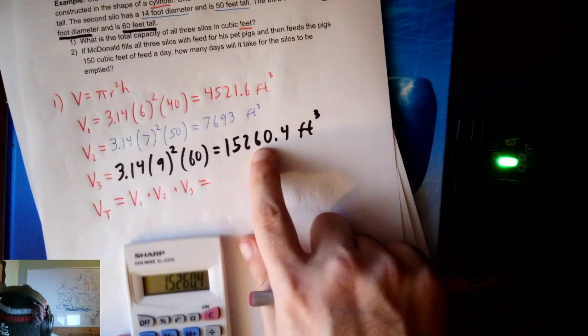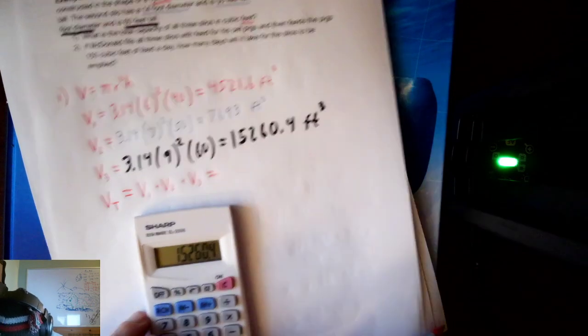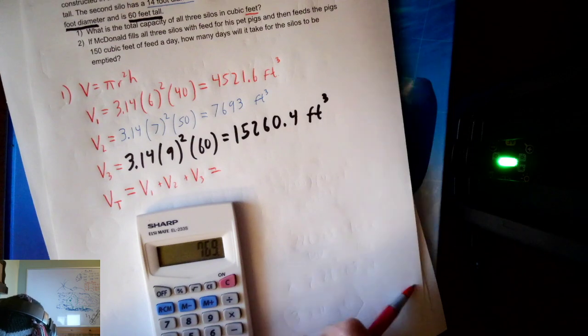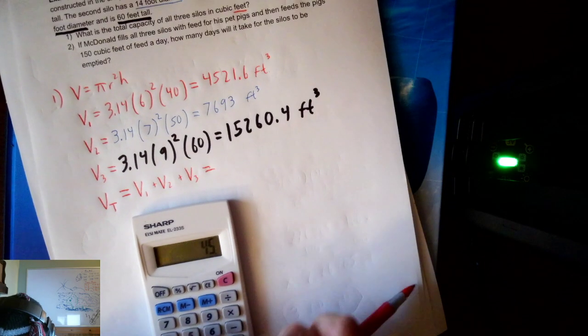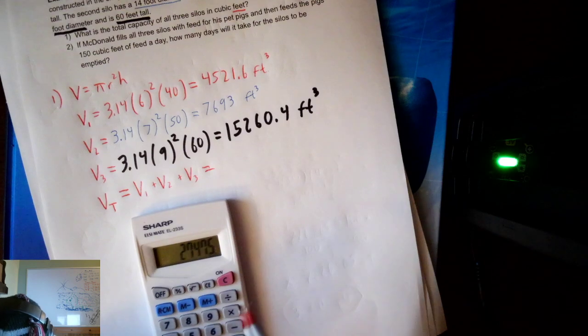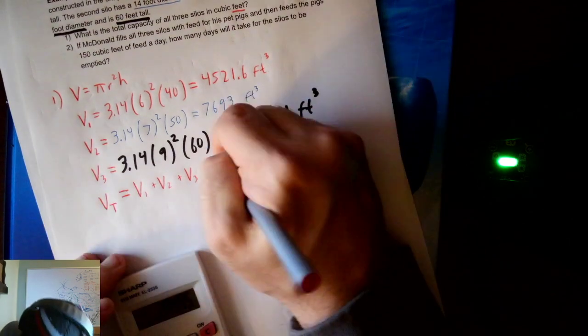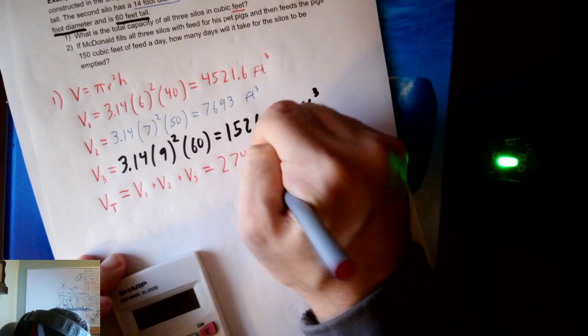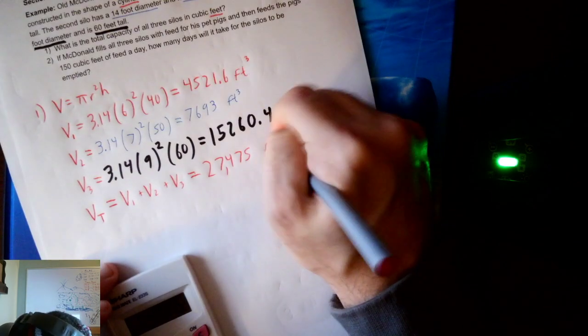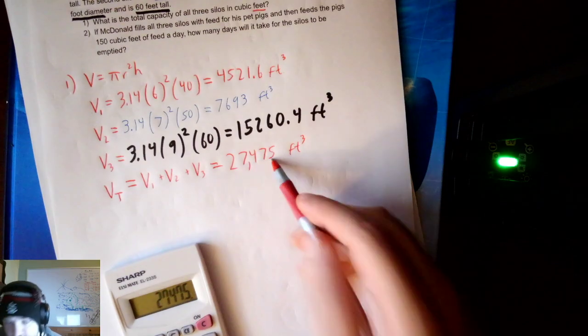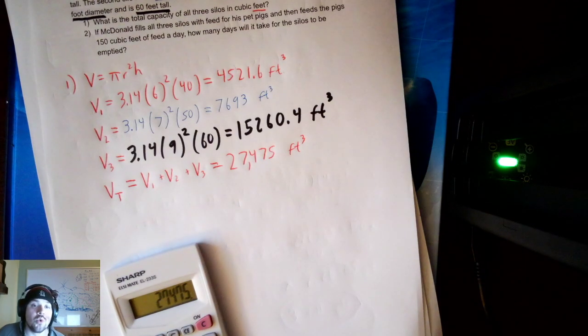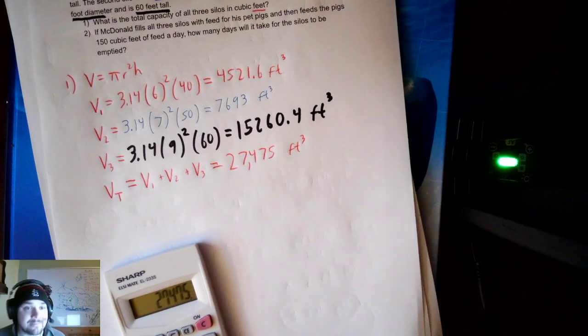Well, let's do it. We've got V3 is 15260.4 plus 7693 plus 4521.6 gives me 27475 feet cubed. So the total capacity is about 27,000 cubic feet, right? A little bit more than that.